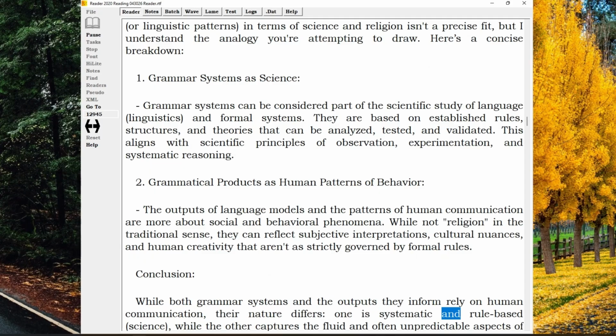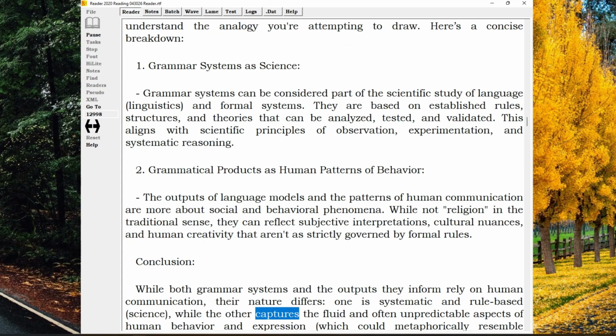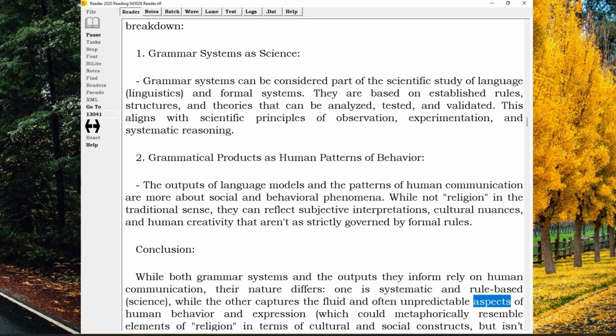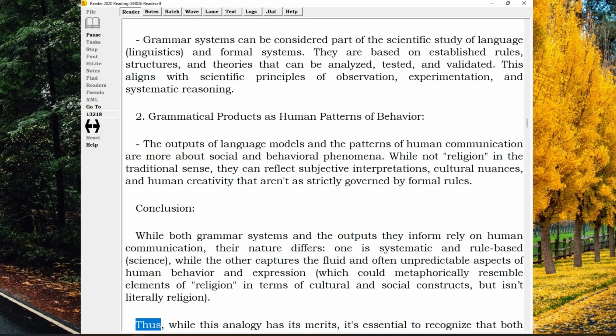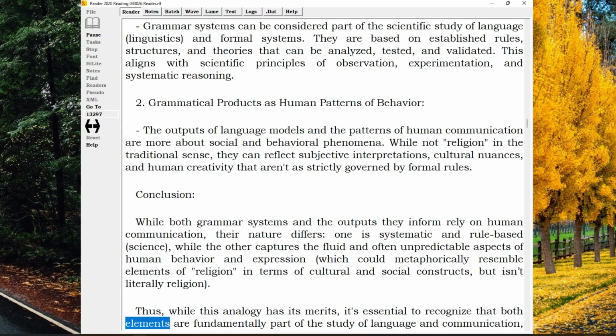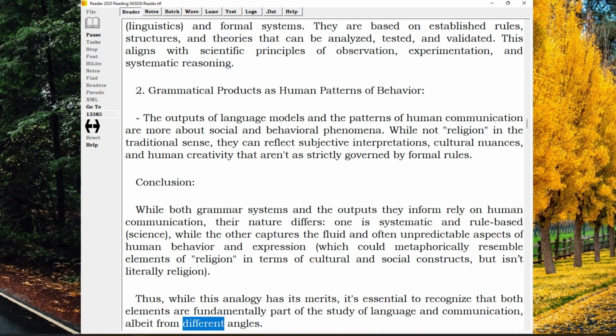One is systematic and rule-based, science, while the other captures the fluid and often unpredictable aspects of human behavior and expression, which could metaphorically resemble elements of religion in terms of cultural and social constructs, but isn't literally religion. Thus, while this analogy has its merits, it's essential to recognize that both elements are fundamentally part of the study of language and communication, albeit from different angles.